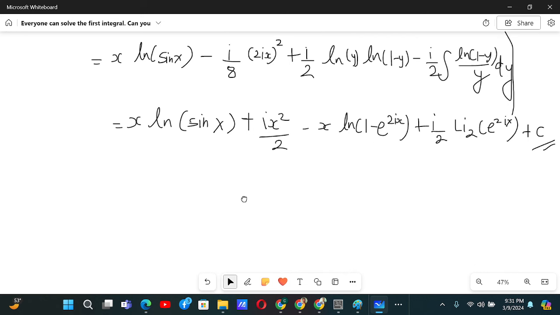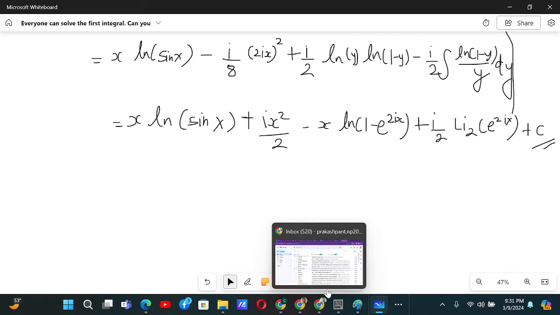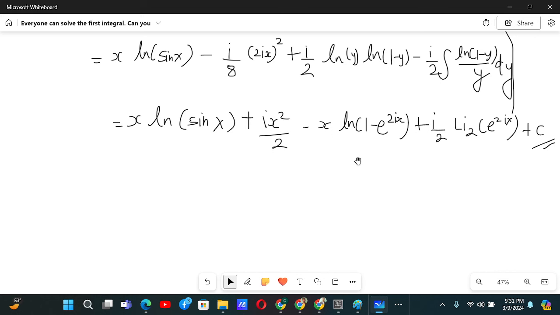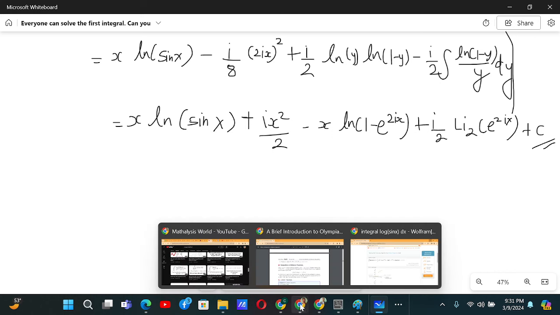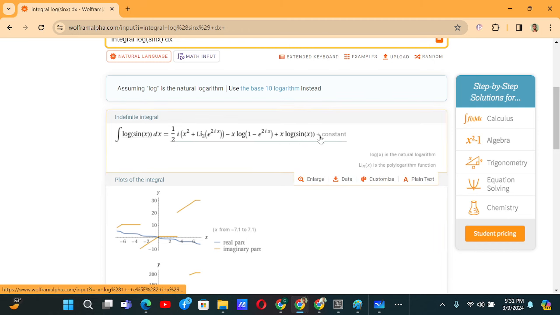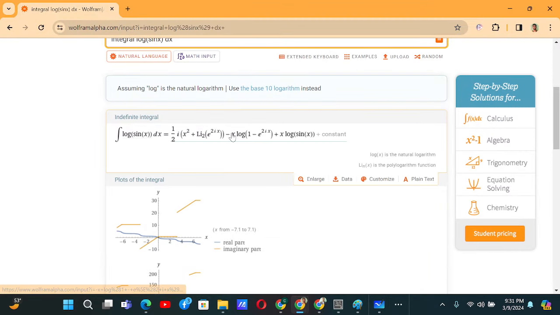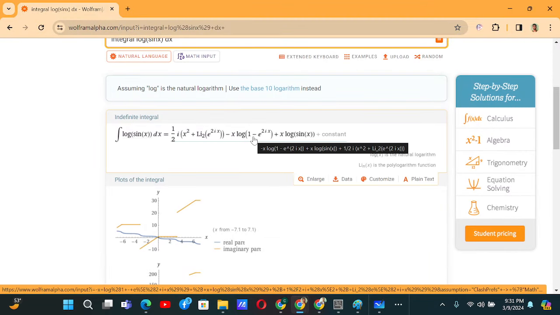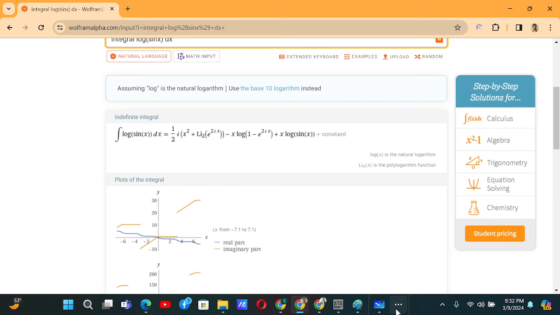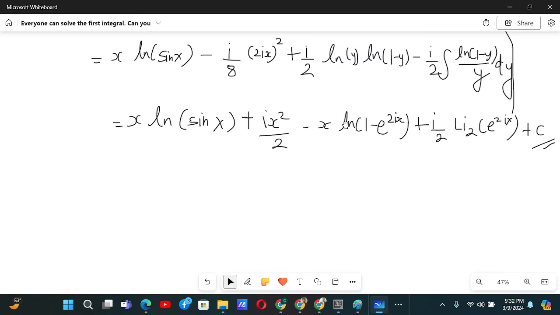Now what you can do is check the answer. I already have the answer over here. So x ln sin x, and then i x squared by 2, i Li2 of e to the power 2ix by 2. Let's see. Yeah, i x squared by 2 plus i Li2 of e to the power 2ix by 2. x ln sin x, and this thing over here is minus x ln of 1 minus e to the power 2ix. Let's check. Minus x ln of 1 minus e to the power 2ix.